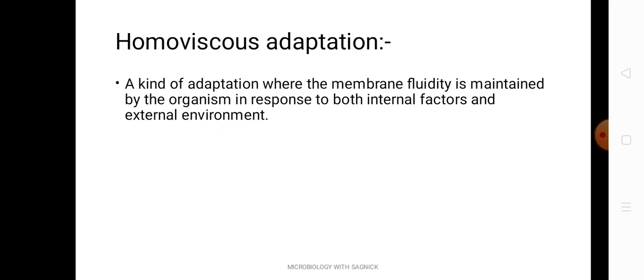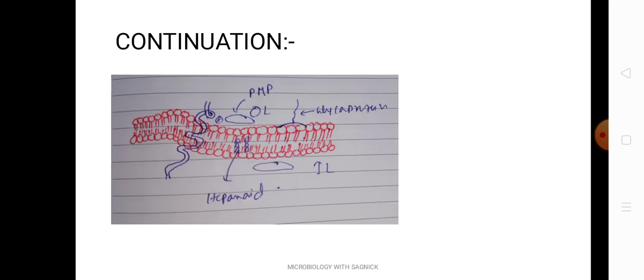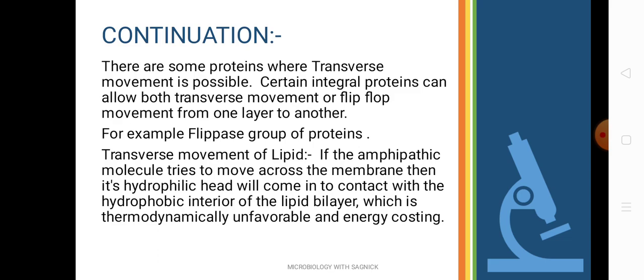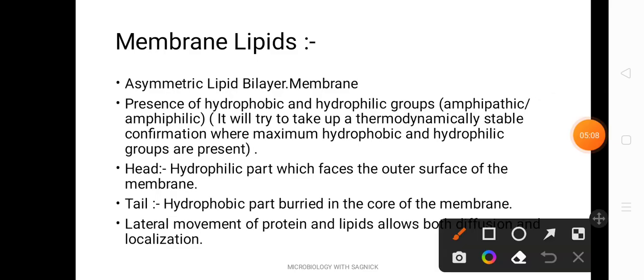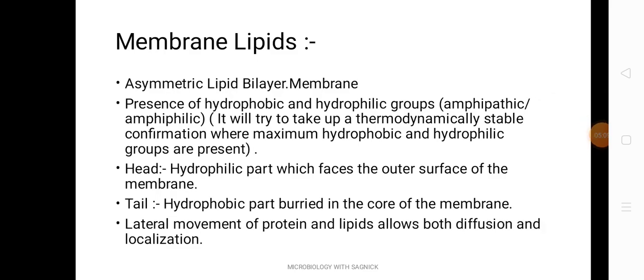So that is the end of today's video, where we have mainly discussed the cell membrane lipids, which are amphipathic molecules and exist in such a way that is thermodynamically stable. Transverse movement is possible in the case of protein but not in the case of lipid, but lateral movement of lipid and protein is possible. That allows us diffusion of nutrients as well as localization. So that is the idea of membrane lipid.